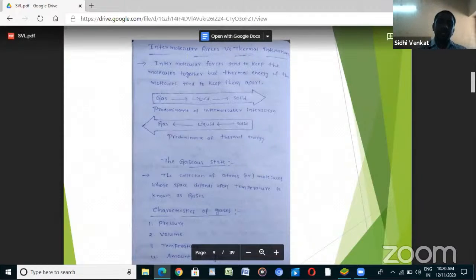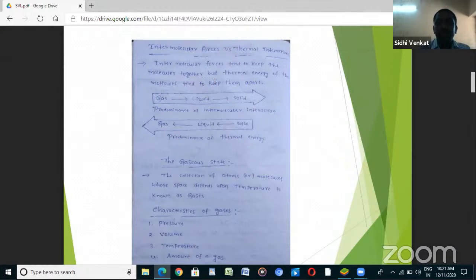What is the next one here? Intermolecular forces versus thermal interaction. We know what intermolecular forces are and what thermal forces are. Here, intermolecular forces tend to keep the molecules together. Students, intermolecular forces keep the molecules combined. That is, the intermolecular force is binding the molecules. But thermal energy of the molecules tends to keep them apart and leave the molecules.